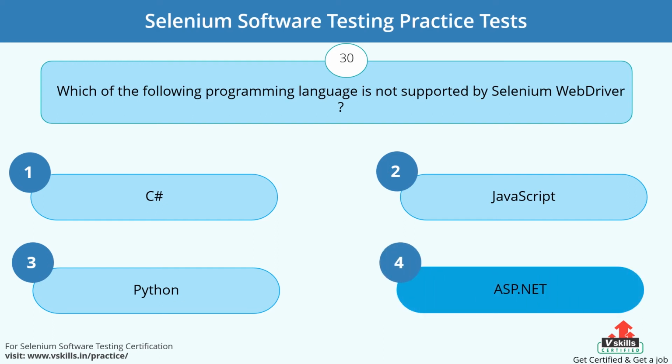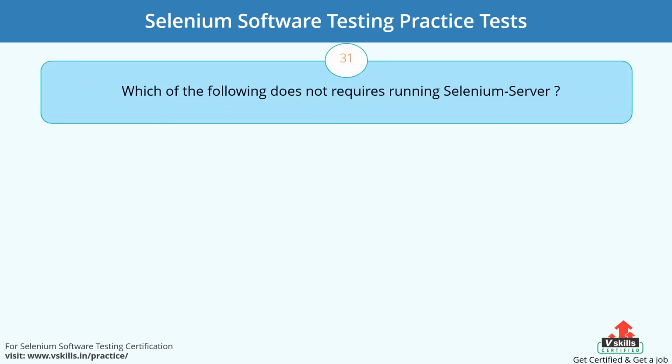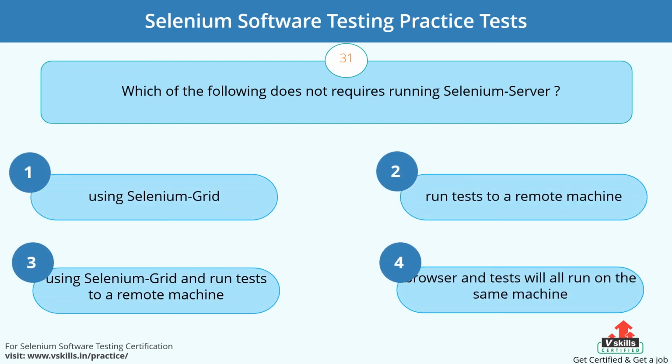Question number 31, which of the following does not require running Selenium Server? The options are A. Using Selenium Grid, B. Run tests to a remote machine, C. Using Selenium Grid and run tests to a remote machine, D. Browser and tests will all run on the same machine. The correct answer is option D.